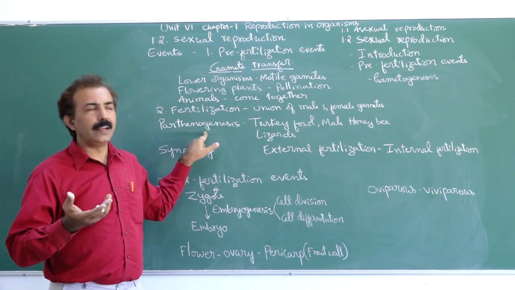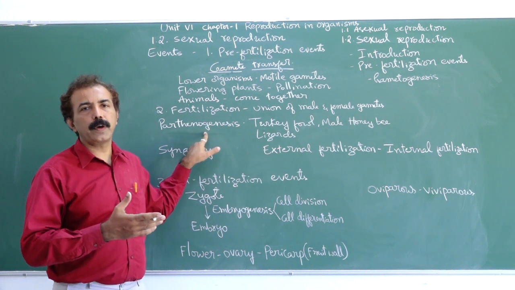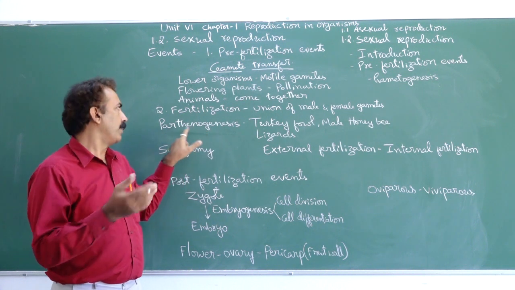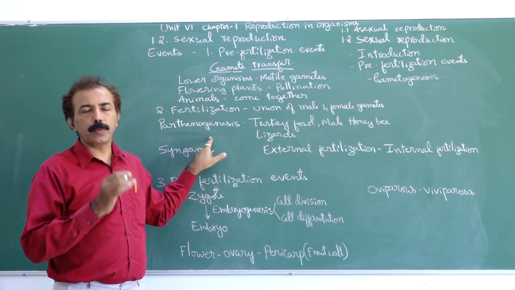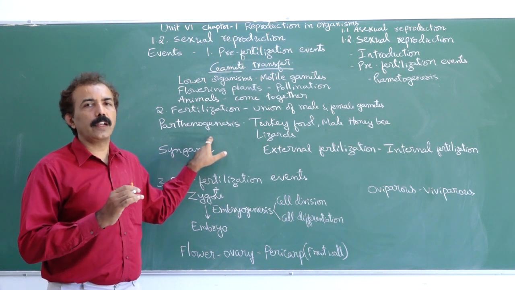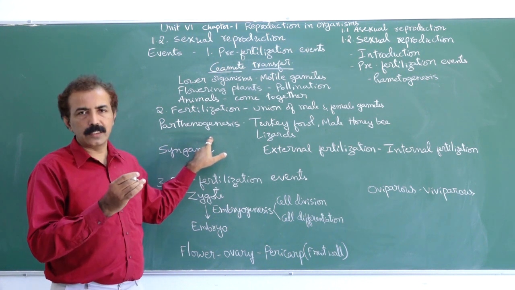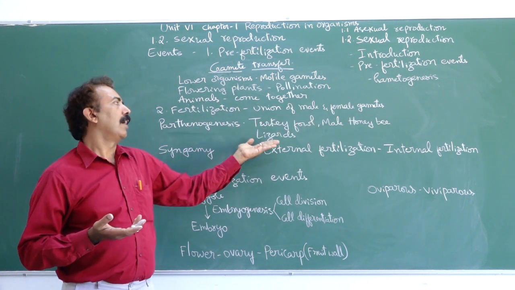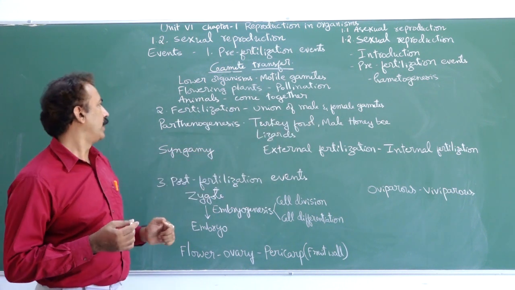So this may be an interesting question in the exam. What is parthenogenesis? Give example. And you got the answer. Ability of an organism to produce young one without the act of fertilization is parthenogenesis. Example, turkey fowl, male honeybee and lizards.